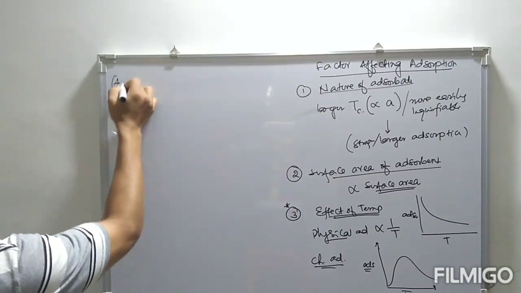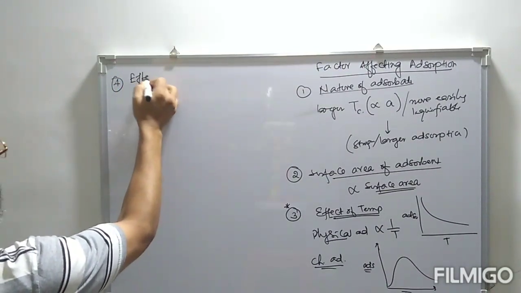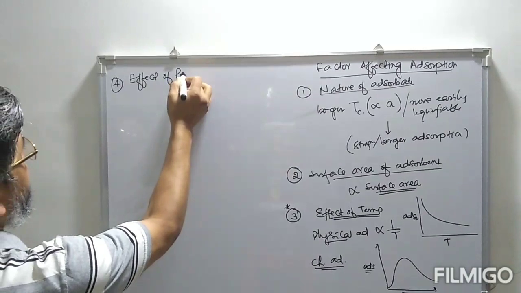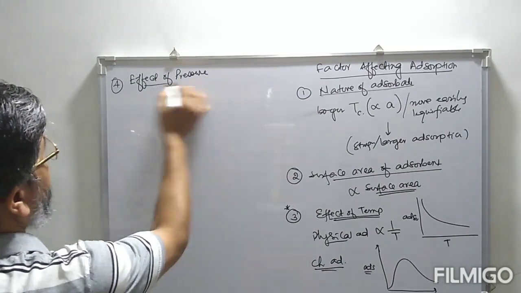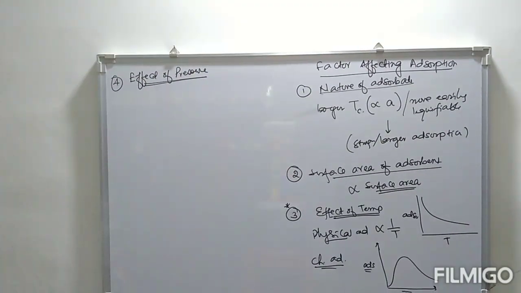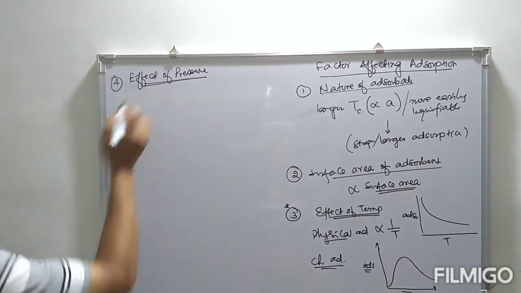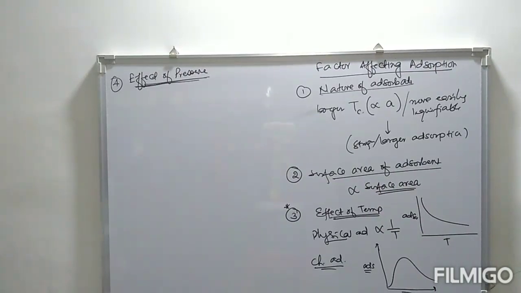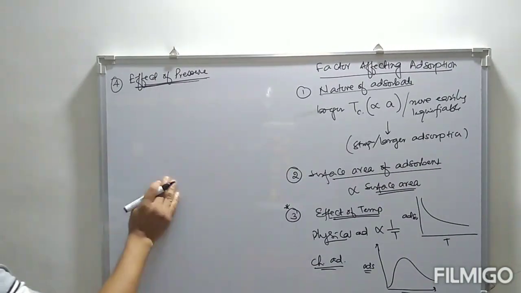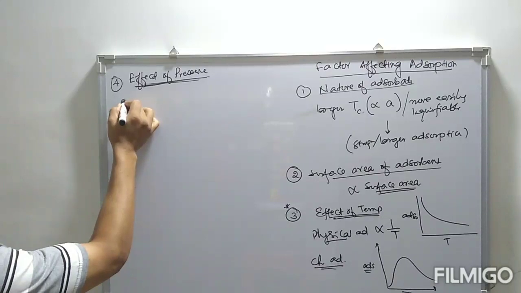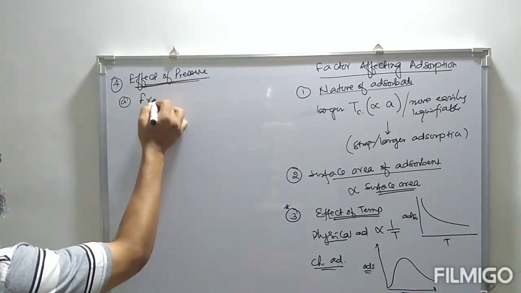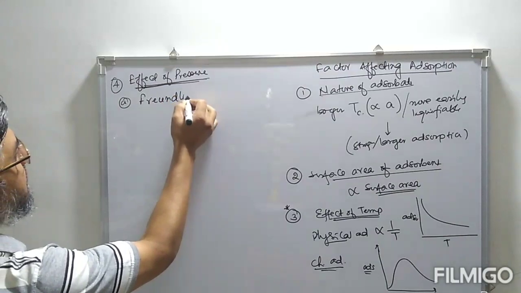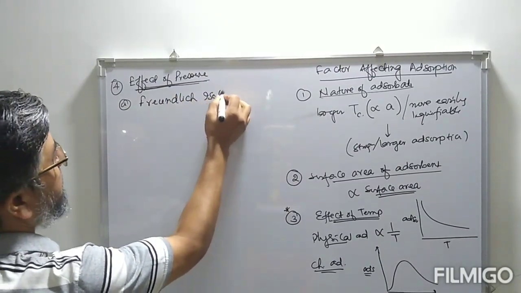After this, we have the effect of pressure. Effect of pressure on the rate of adsorption. Now this effect of pressure on the rate of adsorption is defined by two equations. So the first one is the Freundlich isotherm.